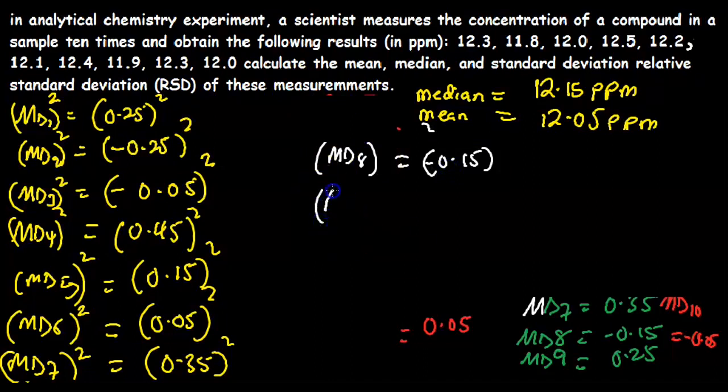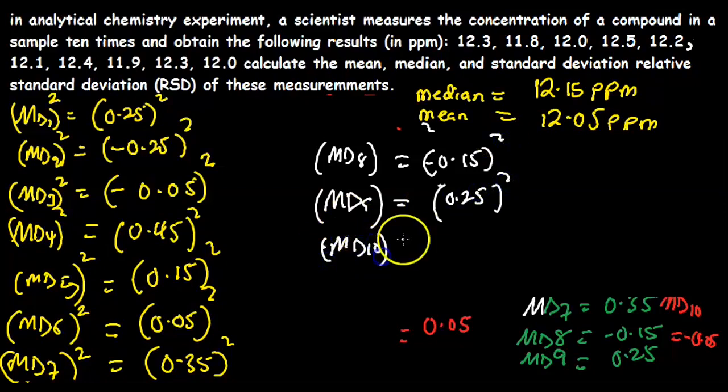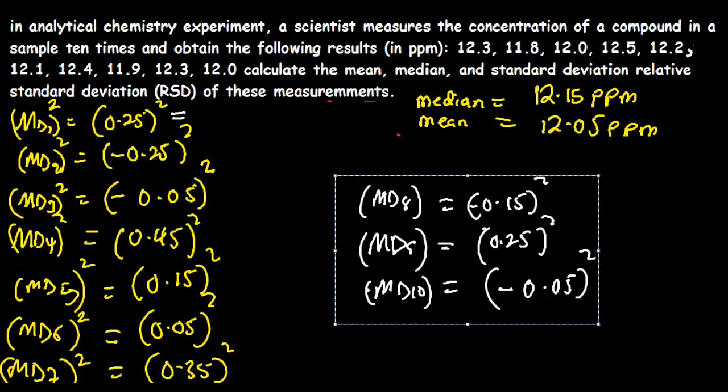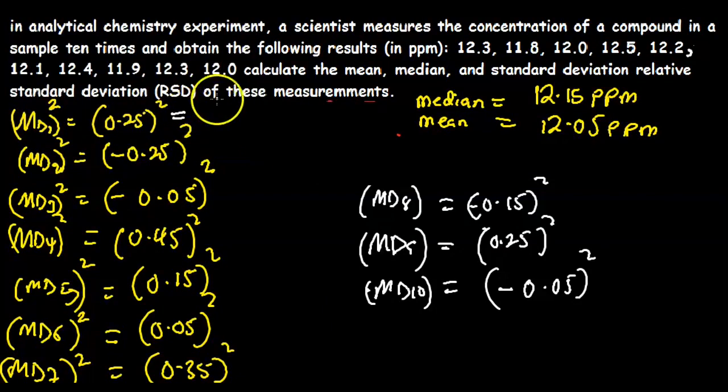So next is mean deviation for the 9th. This is simply going to be 0.25 in square root also, and the last one is mean deviation for the 10th. For the 10th one, this is simply going to be a negative 0.05 also in square root. In this case, what is the square root of 0.25?